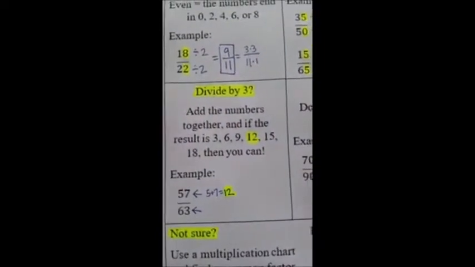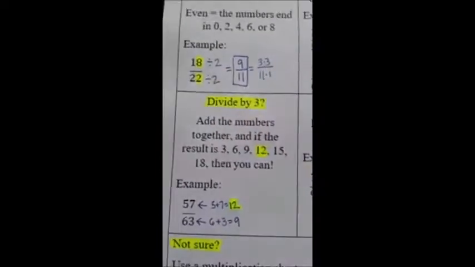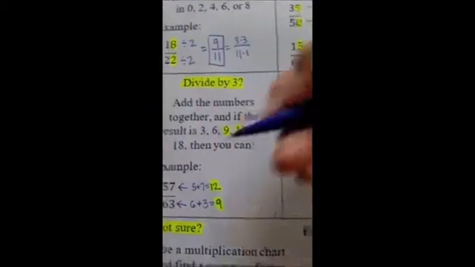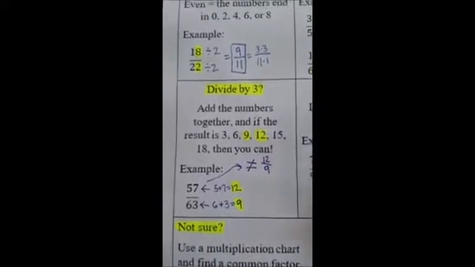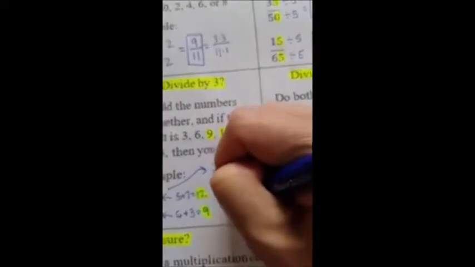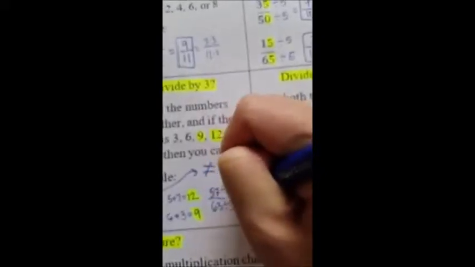So think about what you do for this one, 63. To check it, you do 6 plus 3, which equals 9. And once again, you'll notice 9 is a number in the checklist. Now, that does not equal 12 over 9. That is not how it works. But it means we can take 57 and 63 and we can divide by 3. It means they are divisible by 3.